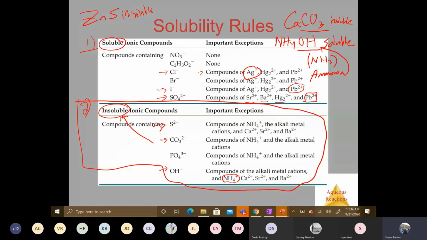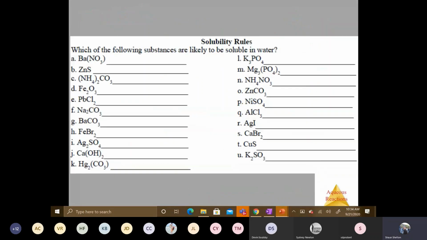So I need you guys to take a picture of this table right now. All right, take a picture of this table. All right, got your picture taken? So what we're going to do now is this exercise. I want you guys to do A through K.